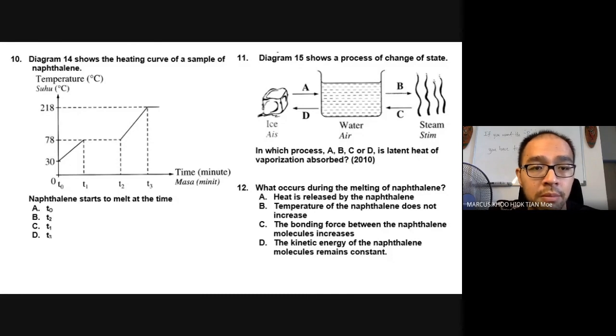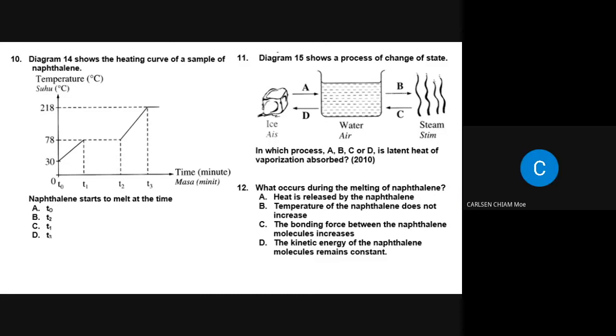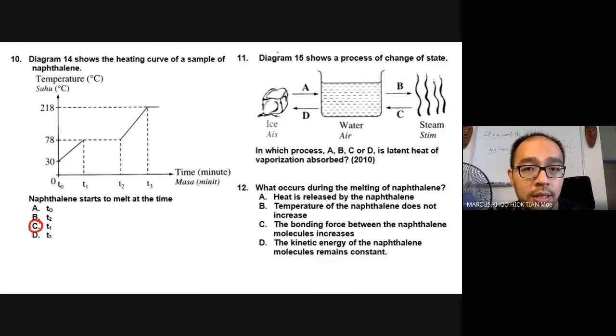All right, number 10 shows the heating curve. Naphthalene starts to melt at the time of when? Carlson. C. All right, very good. Naphthalene starts to melt at C over here.